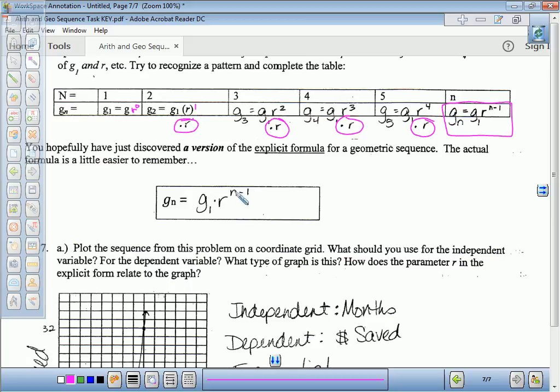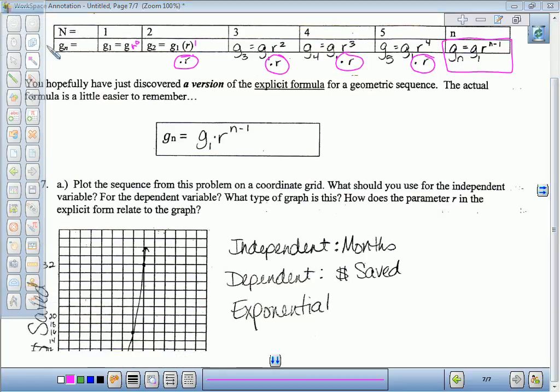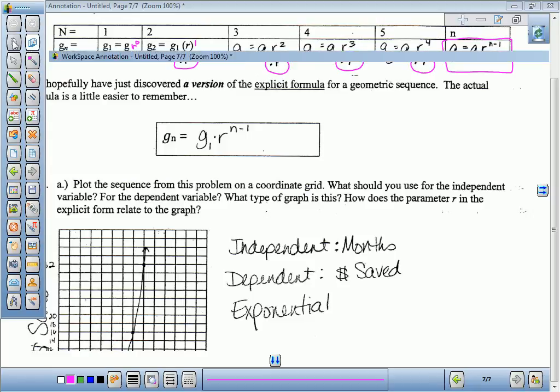Now, this should look like an exponential equation because we have a variable in the exponent. And so when you went to graph it, you should have ended up with a pretty increasing exponential curve.